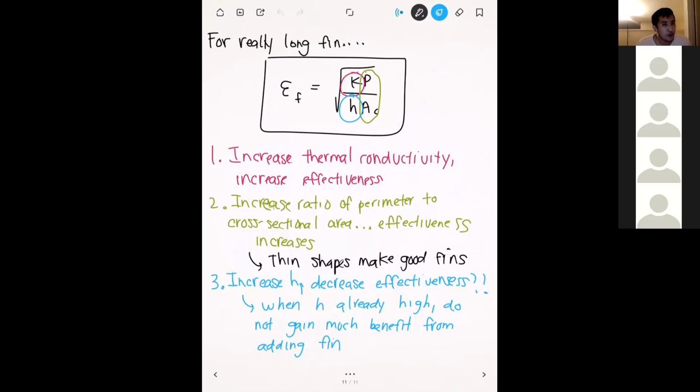When you first look at it, it might seem counterintuitive. It's not that increasing h makes our fin worse. It just makes it so that by adding the fin, we're getting diminishing returns. You can think of it like that. But of course, increasing h is always going to increase the total amount of heat transfer because that enhances the fluid itself. But the benefit that you get from adding a fin becomes less when your h is higher. Okay. All right. Any questions on any of this?